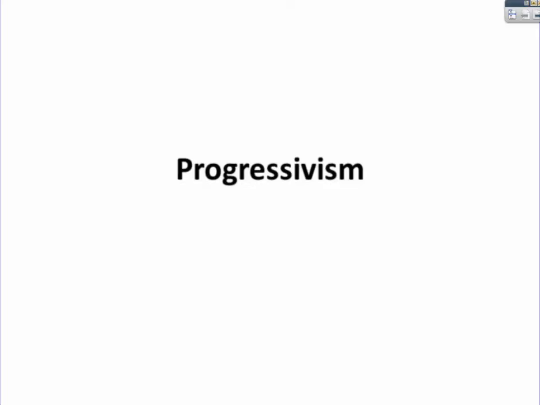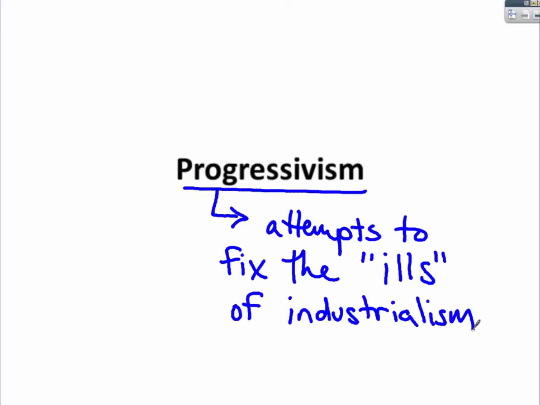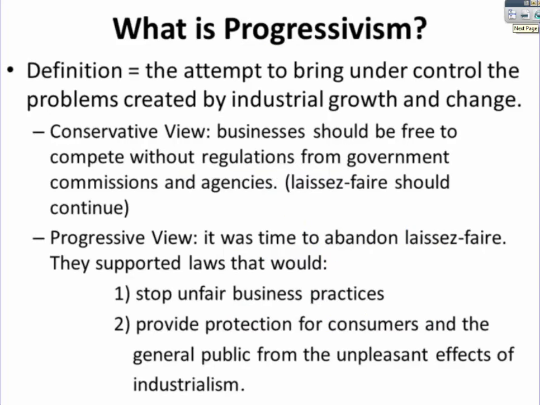And that's actually something that comes up as a quiz question and eventually on the Regents exam as well, is that the term progressivism is very simply defined as attempts to fix the "ills," and I put that in quotes, a very important word, of industrialism. So that's the basic definition of progressivism. It'll pop up on the Regents exam worded almost exactly that same way. Here we go. The attempt to bring under control the problems created by industrial growth and change.